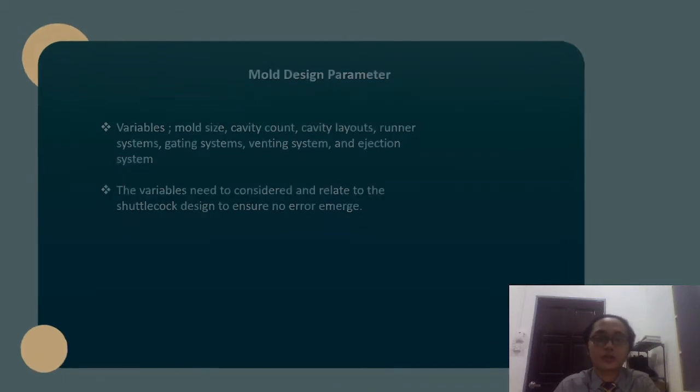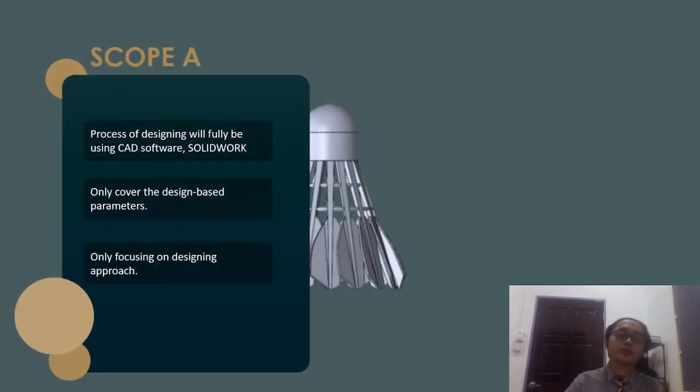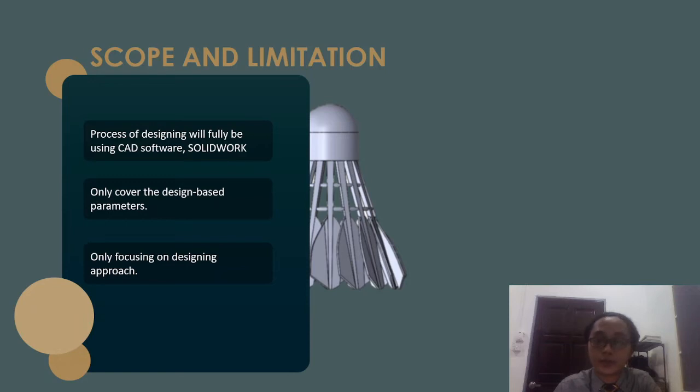Next, the scope and limitation. The scope and limitation of this project are that the process only focuses on the design approach. Other parameters such as material or aerodynamics are not deeply discussed. Then, the design process only uses SolidWorks as the main software for making both the shuttlecock and mold design.